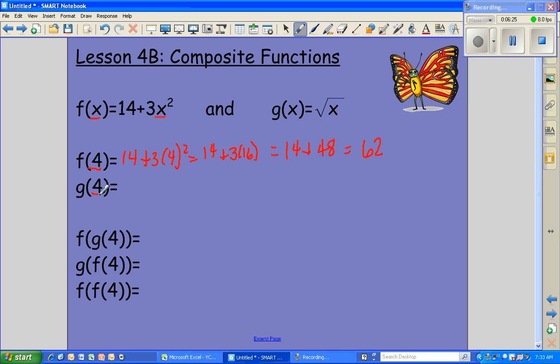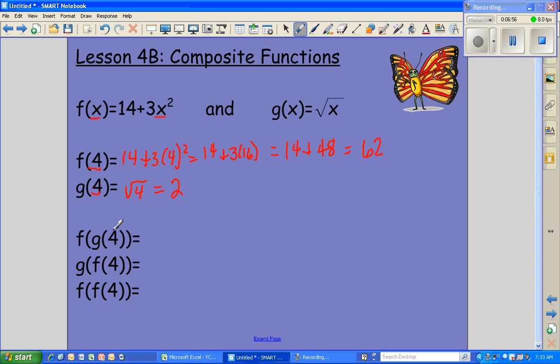G of 4 would be to take 4 and plug it into the g function for x, and that's going to give us 2. Now, just a little note, it's not going to give us plus or minus 2 because the square root was already in the problem. Keep in mind when we did quadratics a couple units ago, when you put the square root into the problem, that's when you need the plus or minus. If the square root's already there, you have to take the symbol that it comes with, and this one was positive.